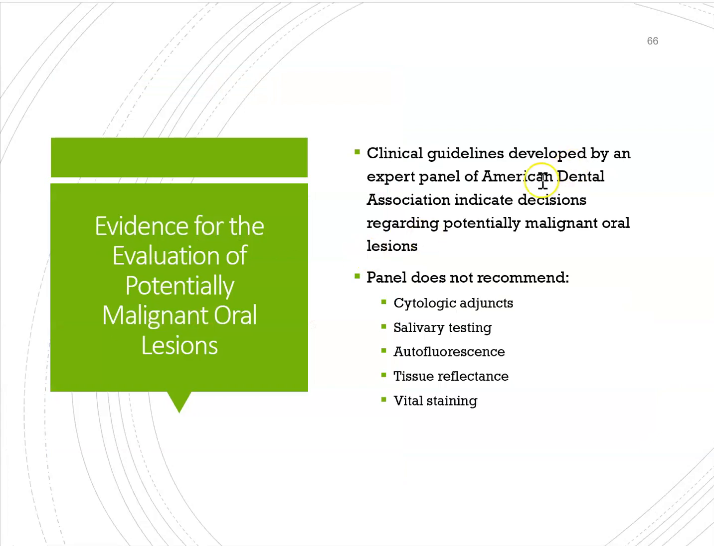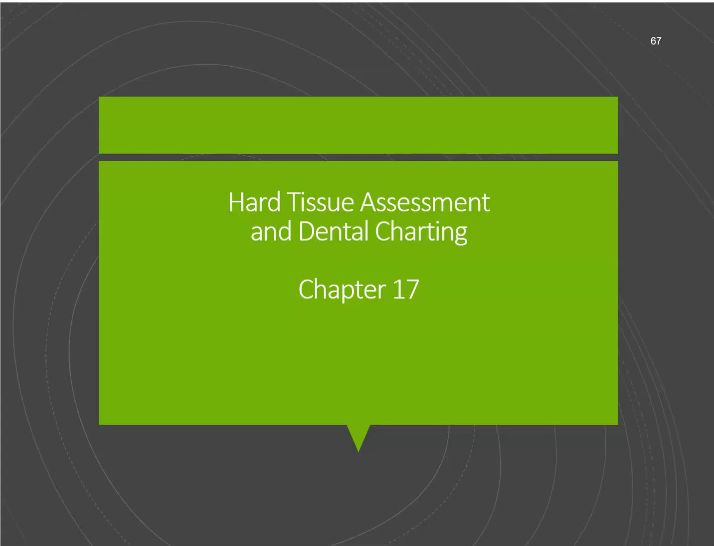What the American Dental Association is saying now is that they don't recommend using the swab or a salivary test or the Velscope or staining methods. They say that the best thing you should do is just do a referral. If the lesion has not resolved in 2 weeks, send them to an oral surgeon or a specialist, and they can determine what the best method is. So try not to do this, is what they're saying. Just refer them out if the lesions don't heal within that 2-week time frame.